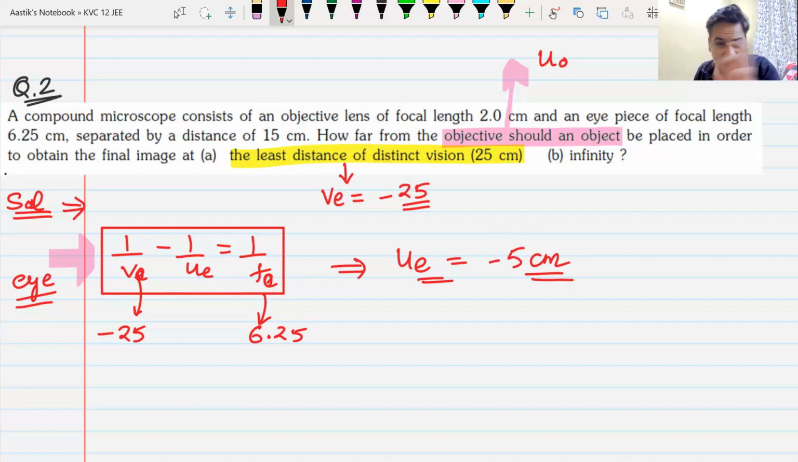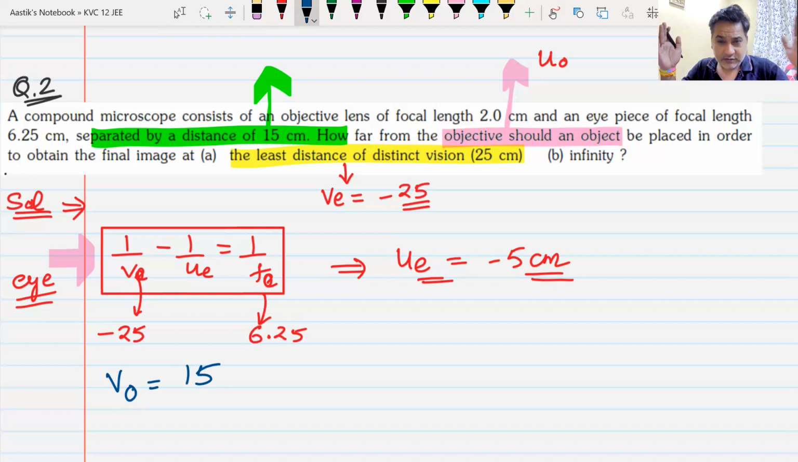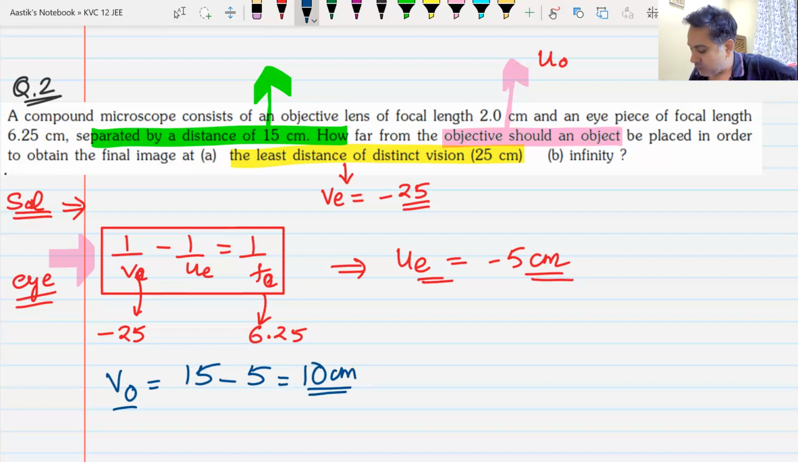Okay, then I know that the length of the tube is 15 centimeters. I know the value of UE, so I can find out the value of VO. VO will be equal to 15, which is the total length, minus modulus of UE. Do we remember that diagram? Yes, sir. So my VO will be 10 centimeters on this side.